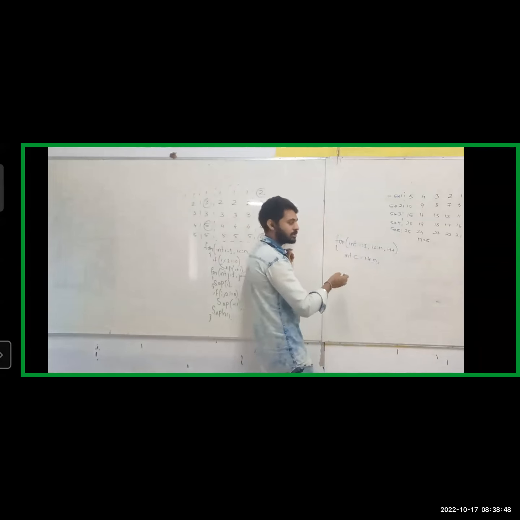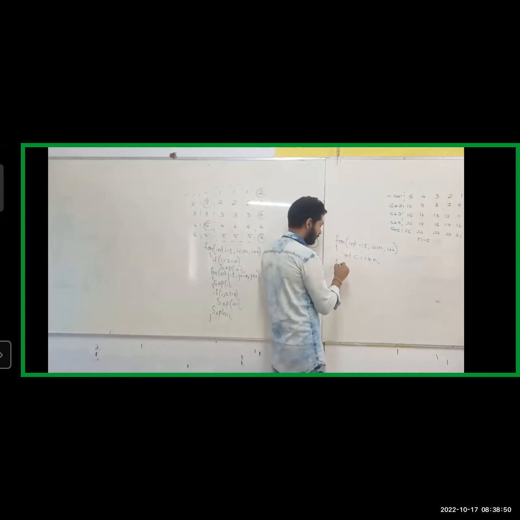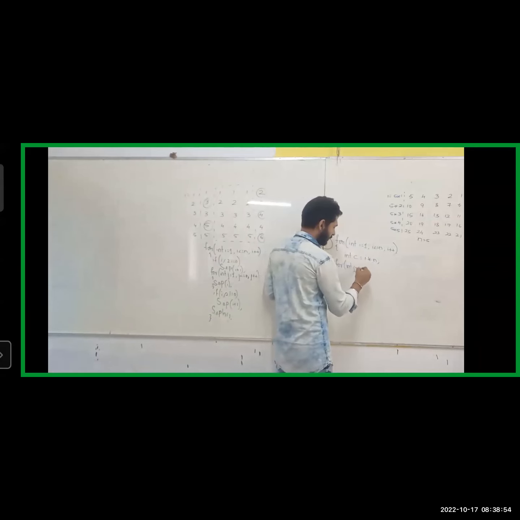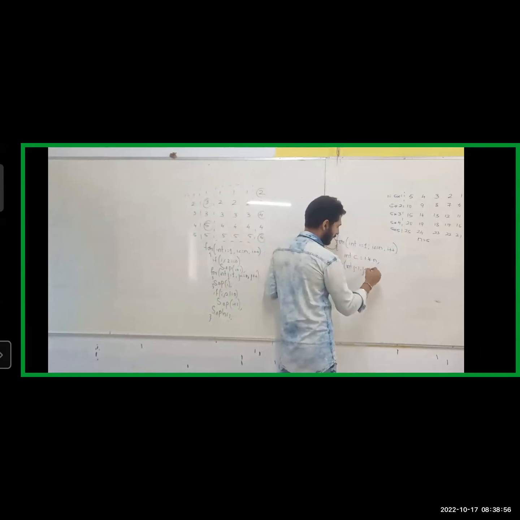It continues. Next, what I should do, I want to print: integer type j equals 1, j less than or equal to n, j plus plus. Inside this loop, I want to do some task repeatedly. What is that? Quite simple. I want to print c.